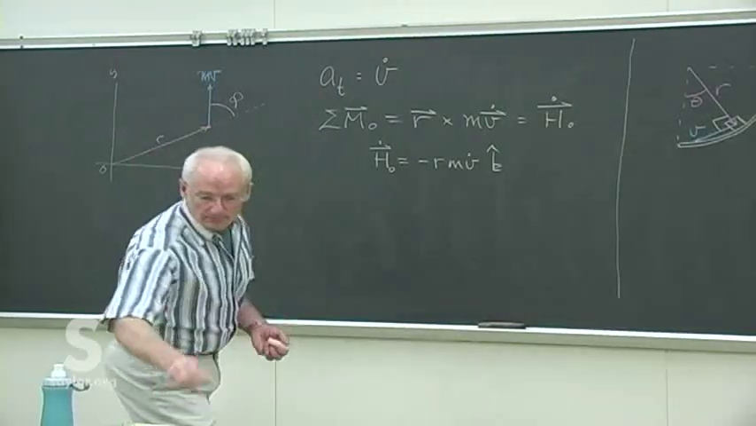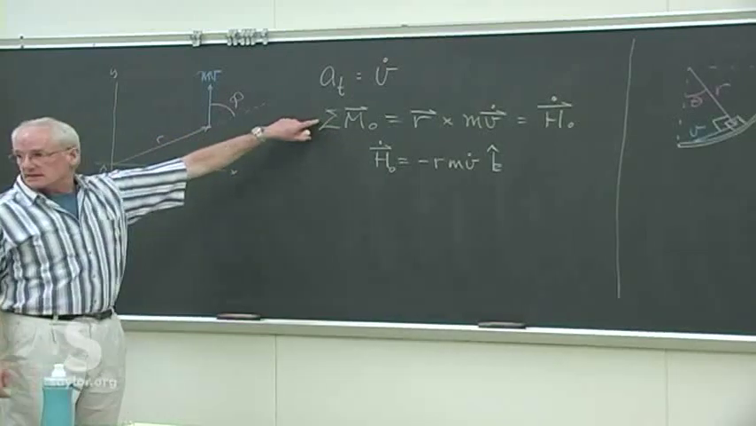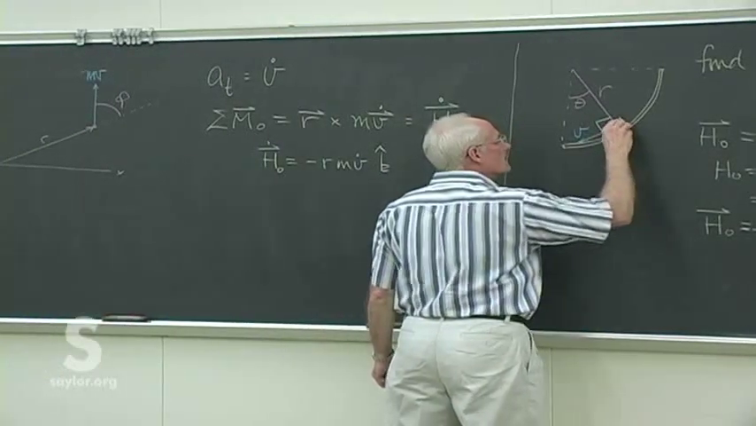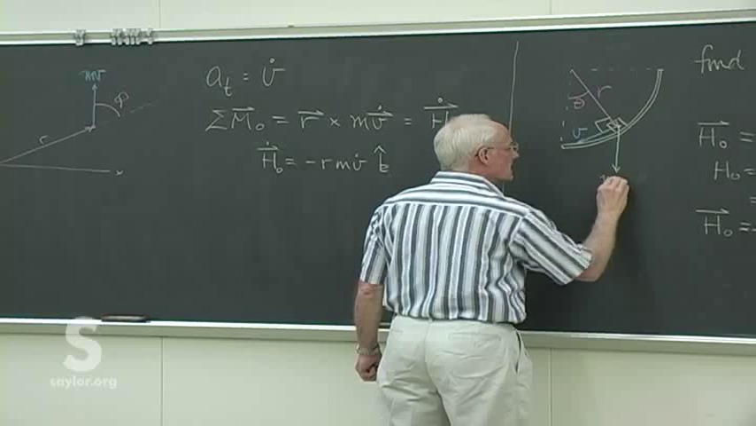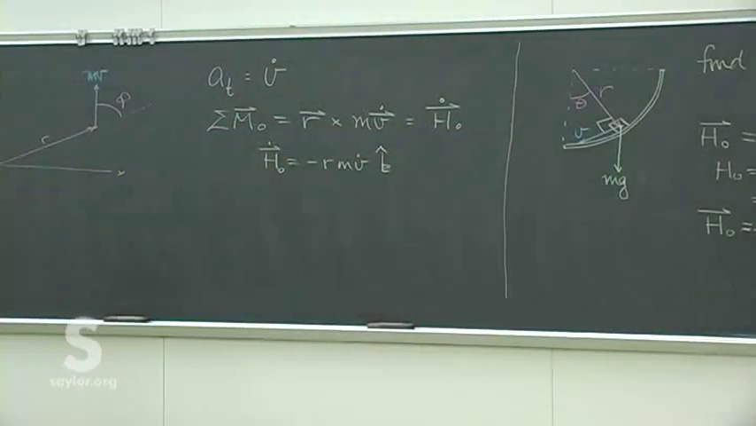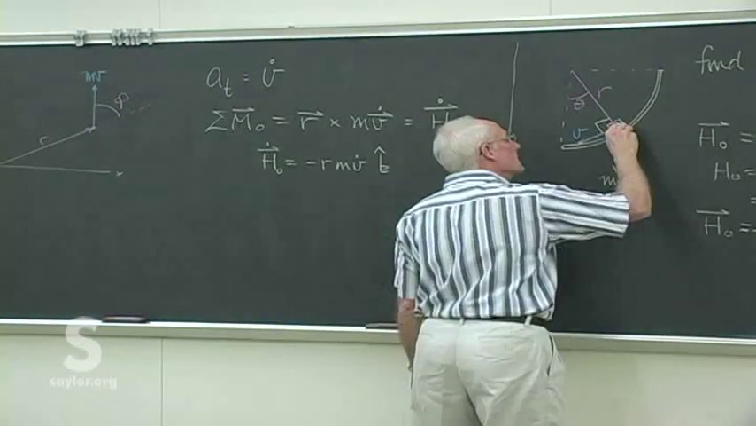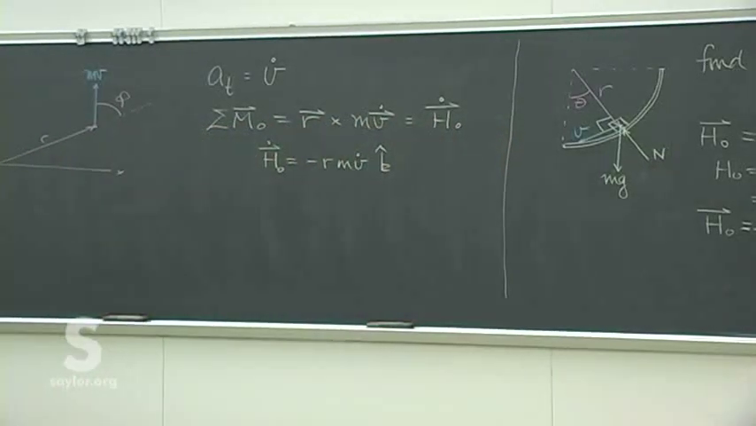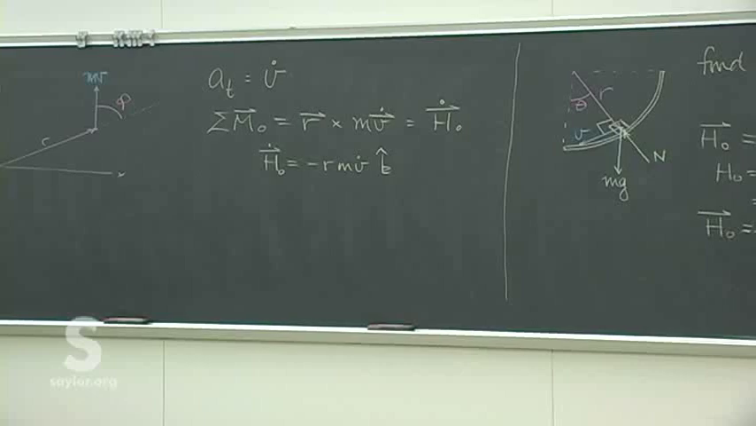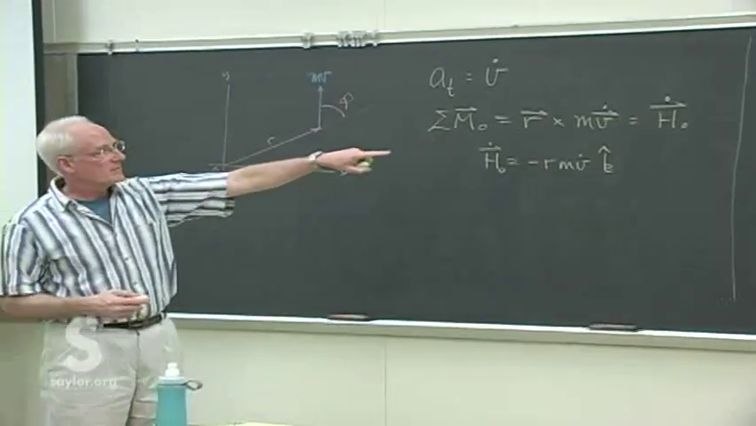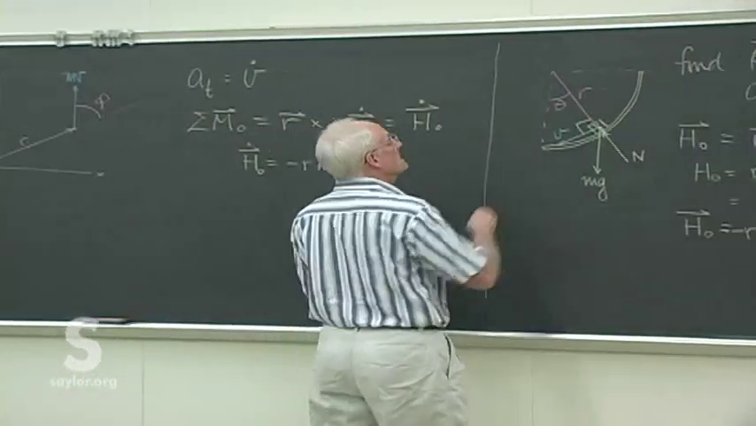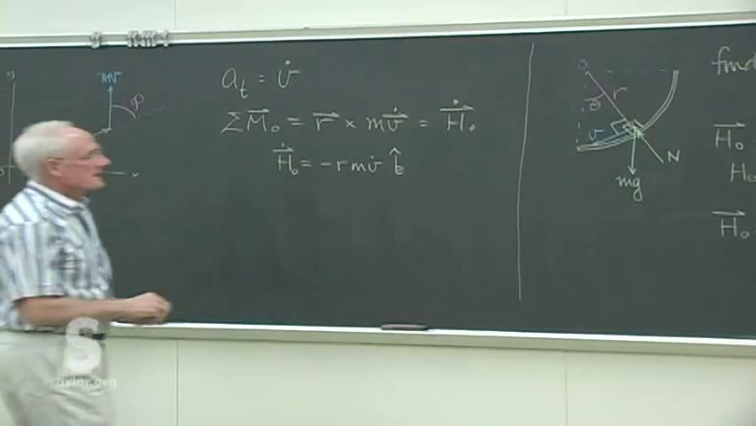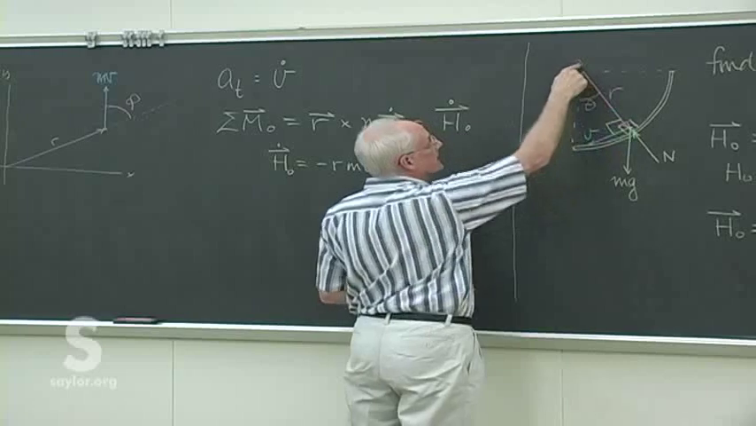What may not be as apparent is what is the sum of the moments. Don't forget that this box has some weight, mg. It also is experiencing a normal force from the track itself. The sum of the moments is the sum of those two moments, those two forces cause with respect to our main point O. The normal force causes no moment because it goes right through O.